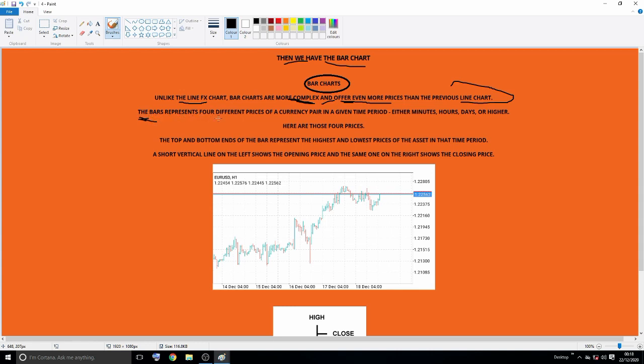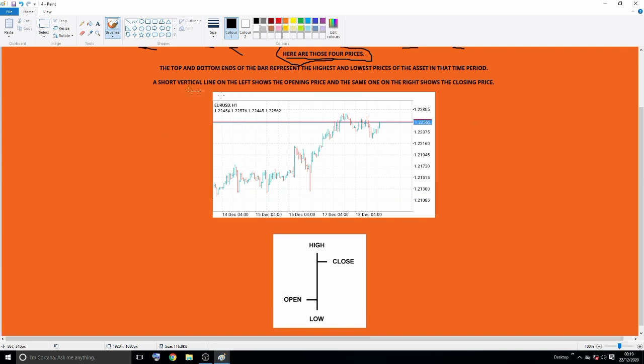The bars represent 4 different prices of a currency pair in a given time period, either minute, hours, days, or higher. So it shows you the open and the close of a certain currency pair in either minutes, hours, days, or higher. Here are those 4 prices. Remember I said it represents 4 different prices. So let me explain those 4 different prices.